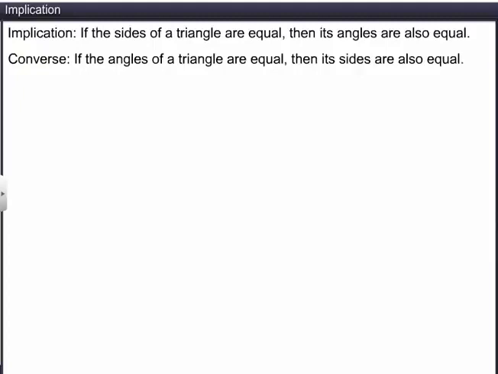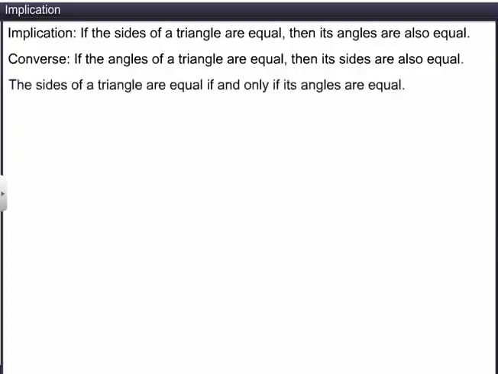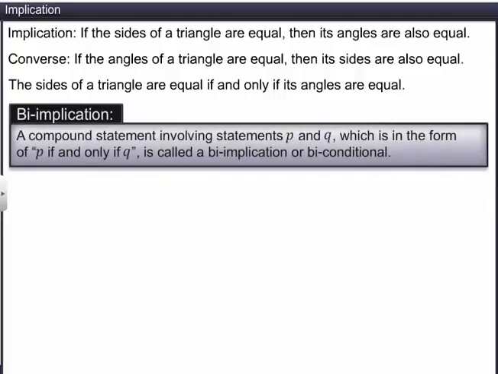Such statements can also be expressed as: the sides of a triangle are equal if and only if its angles are equal. Such compound statements are called a by-implication or by-conditional. A compound statement involving statements P and Q, which is in the form of P if and only if Q, is called a by-implication or by-conditional.